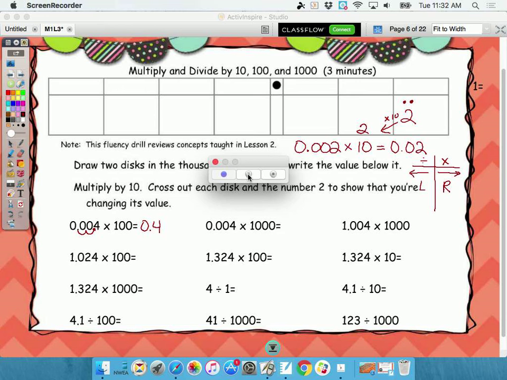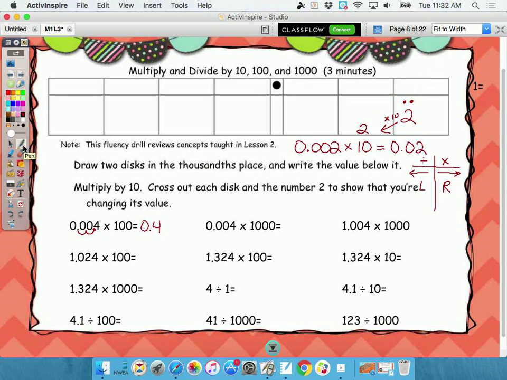So, all right, whose group? How about Ella's group? What did you get for your answer for 4 thousandths times 1,000? We got 4. You just got 4. You're right. If I hop this decimal, where does my decimal end up? At the end. So you don't need to write it.